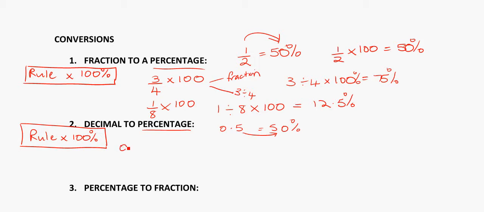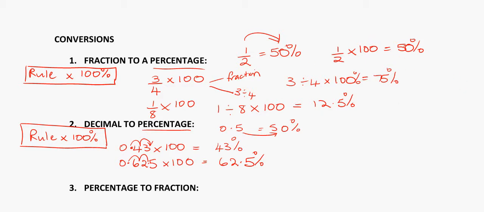So let's try one. 0.43 times 100. We won't put the percentage sign in till the end. And you can do that on your calculator, or if you want to do it by hand, multiply by 100 is the same as moving the decimal point 2 hops to the right. 2 zeros, 2 hops. So 43%. Easy. 0.625. Change that to a percentage. Just multiply it by 100. 2 hops. 62.5%. Or do it on your calculator if you're not sure how to do it.